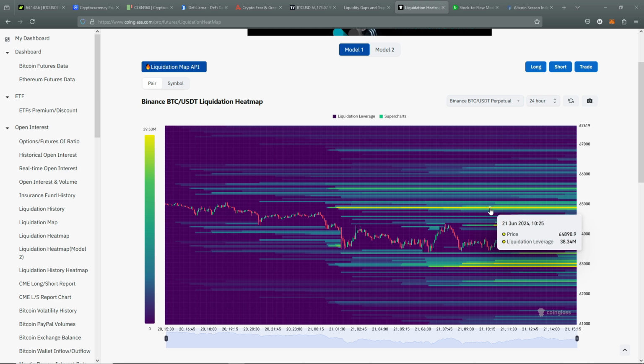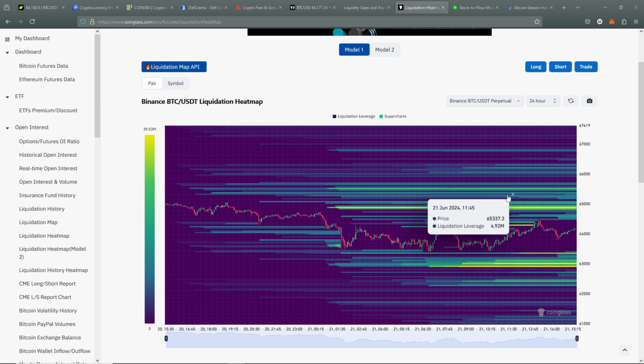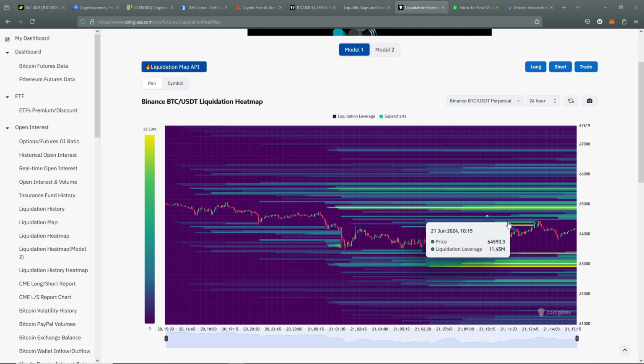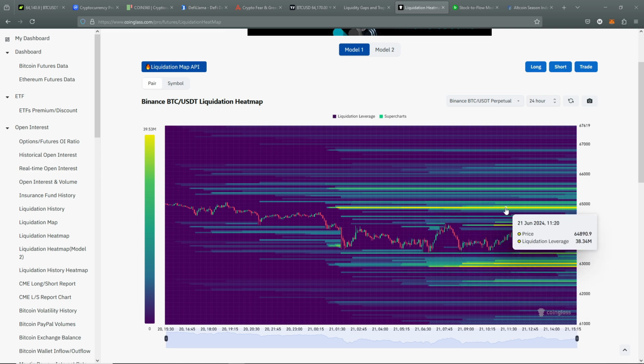If we did manage to break past this level of 65K, then we start to see heavier liquidity open up, which is achievable. So when it's deep yellow like this, it is mostly going to be resistance, or lower over here, support. So we can see that we're in a little bit of a range here, and that's actually accurate to how we've been trading.